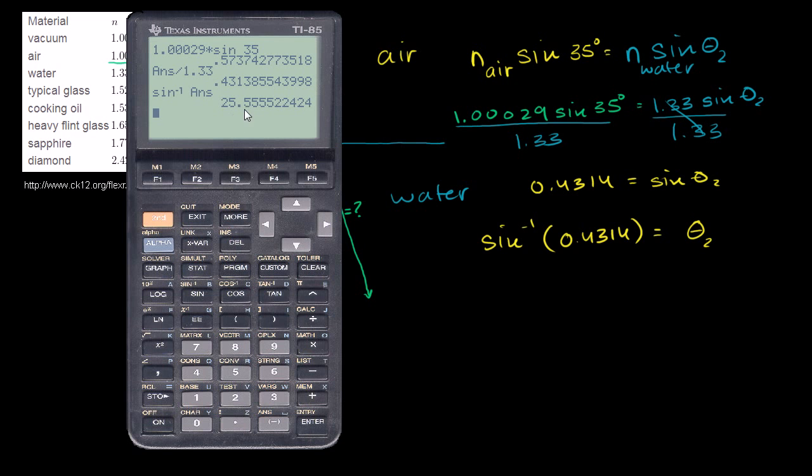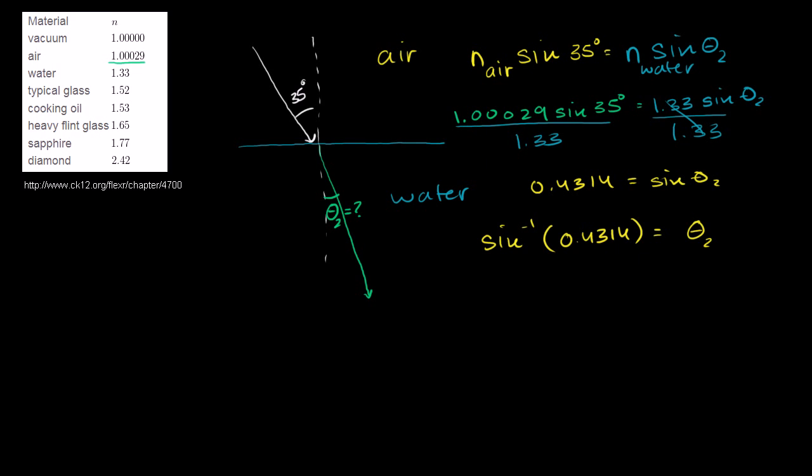And I get 25.55, or I'll round it, 25.6 degrees. So this theta 2 is approximately equal to 25.6 degrees. So Snell's law goes with our little car driving into the mud analogy. It's going to bend a little bit. It's going to come inwards a little bit closer to vertical, and theta 2 is equal to 25.6 degrees. And you could do it the other way.